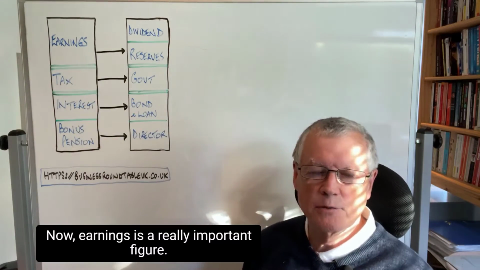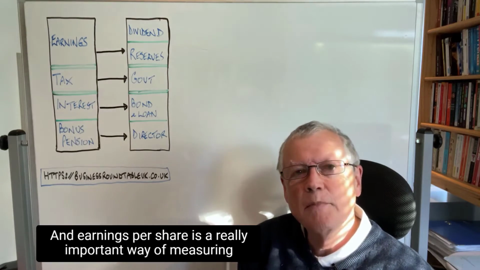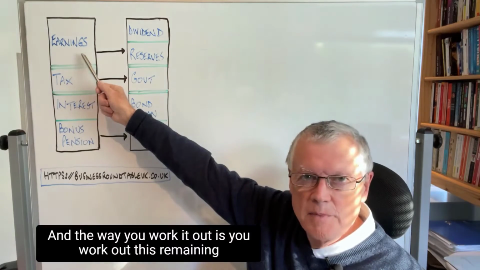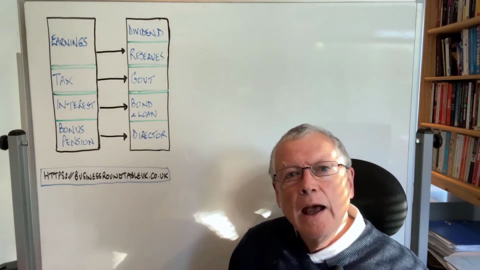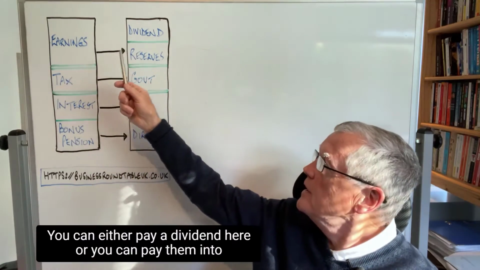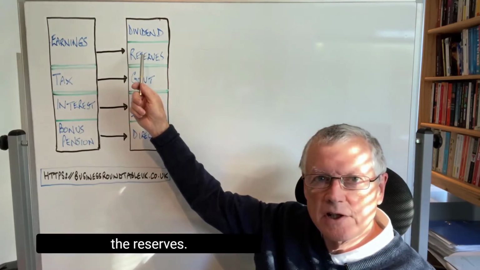Now, earnings is a really important figure, and earnings per share is a really important way of measuring the value of a share. And the way you work it out is you work out this remaining figure here, the earnings, and divide it by the number of shares. Now, once you've got your earnings, you've got two things you can do with them. You can either pay a dividend here, or you can pay them into the reserves.